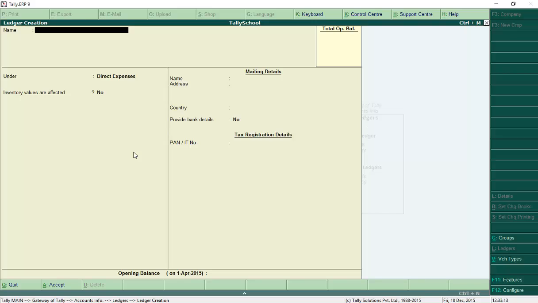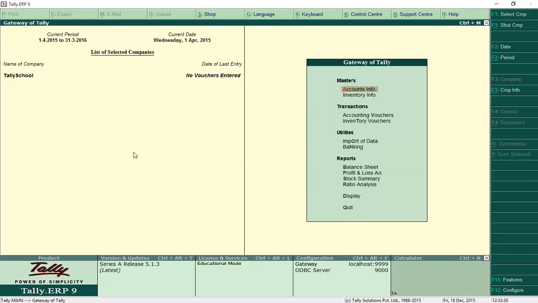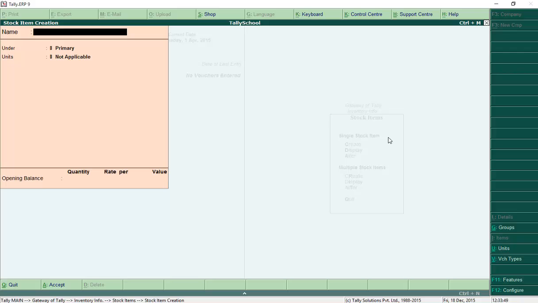Now we will create a stock item for our stock, which will be created under the inventory info menu. So let's go to the inventory info menu and create a stock item. Press escape to come back to the gateway of Tally. Press escape 2-3 times, so you'll eventually come back to the gateway of Tally. Now go to inventory info, stock items, and under single stock item, press enter on create. The name of the stock is Reliance, so I'll enter Reliance.